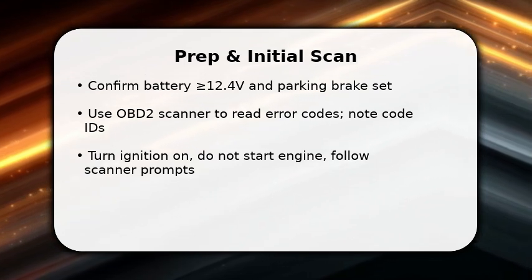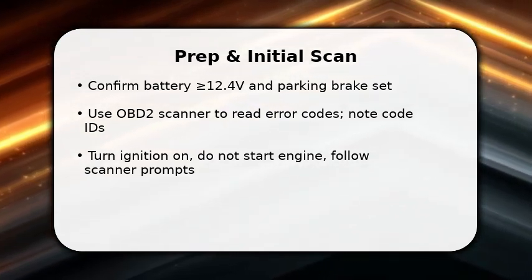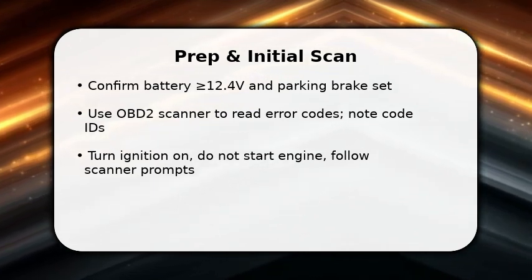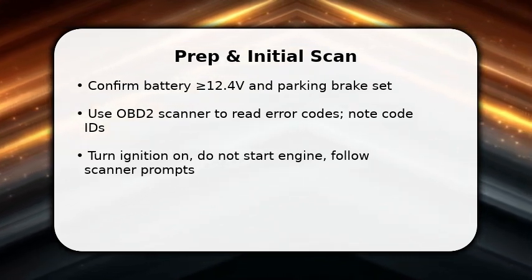Once the scanner shows codes, write them down and cross-reference common Kia Seltos issues. Make sure to clear any pending codes only after repairs. Immediate clearing without fixing will just make the light return and hide the underlying fault.